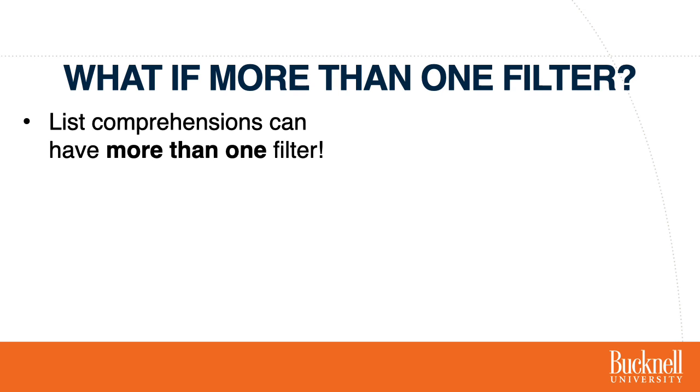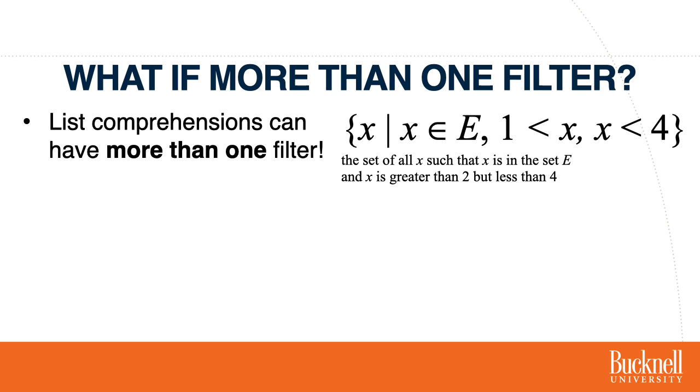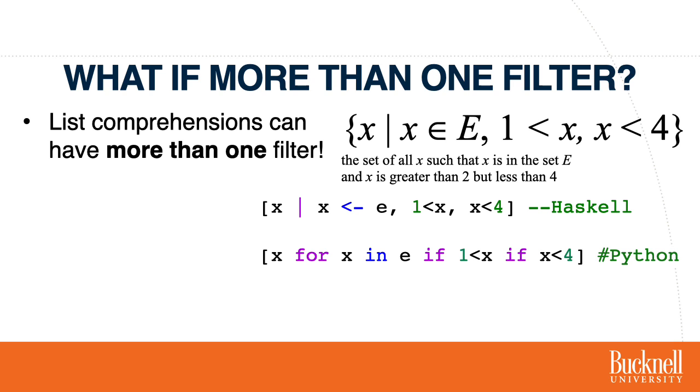What if we wanted more than one filter? List comprehensions can have more than one filter. Suppose we wanted the set of all x such that x is in set E and x is greater than 2 but less than 4. We can do that. We just separate extra filters by commas. Python separates them by ifs. So if we have 1, 2, 3, 4, we can apply the filter and get 2 and 3. That is, the numbers bigger than 1 and smaller than 4.